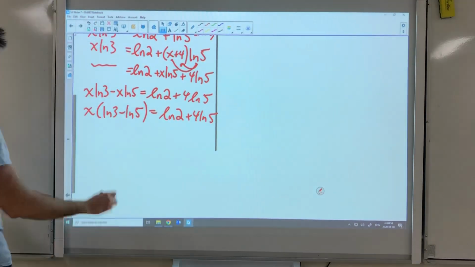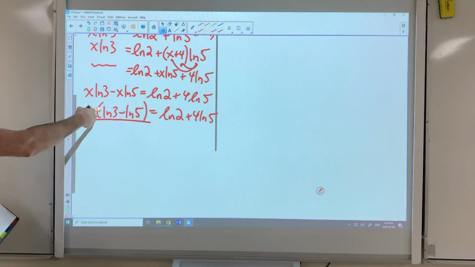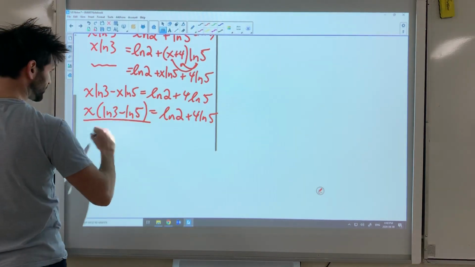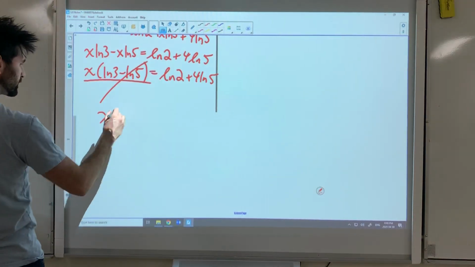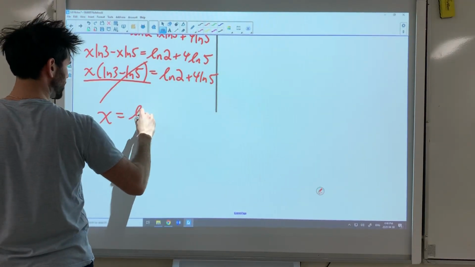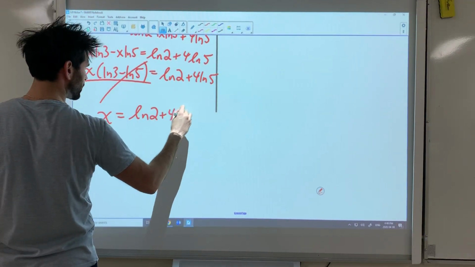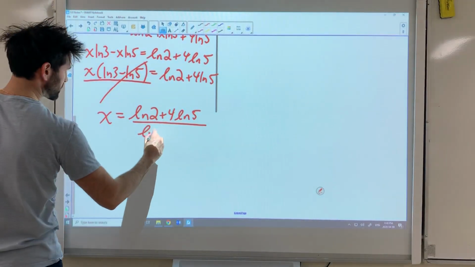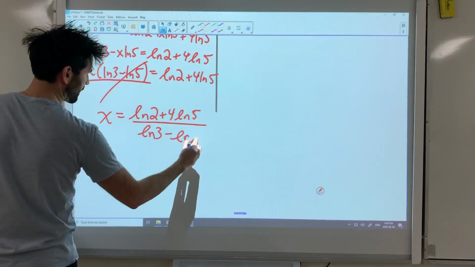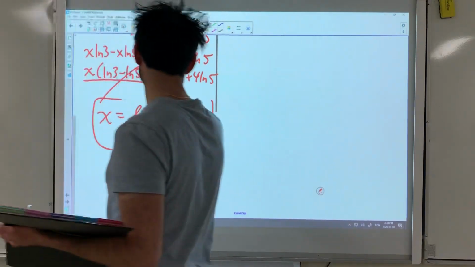Almost there. You can now divide both sides by this, right? So we'll do that. We'll just pretend I wrote it there. And you're going to get x equals this numerator, ln 2 plus 4 ln 5 divided by that stuff. There. And you can leave your answer like that.